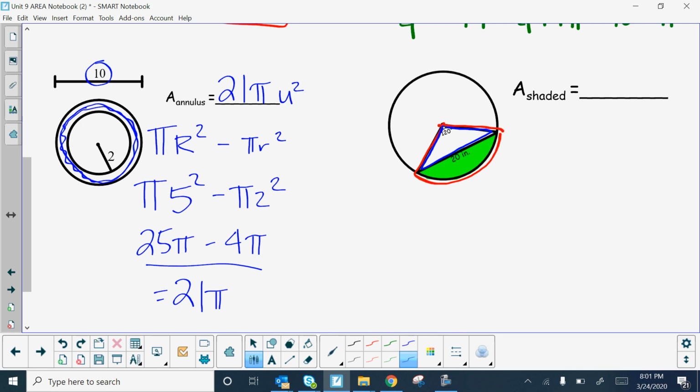So I have to take the area of the sector. Well, I don't know the radius. So how am I going to find this radius? I have to focus on what that triangle looks like. This is 20 inches. This is 120 degrees. And you should know that this is equal to this because those are both radii.